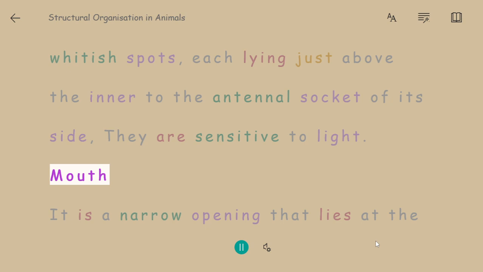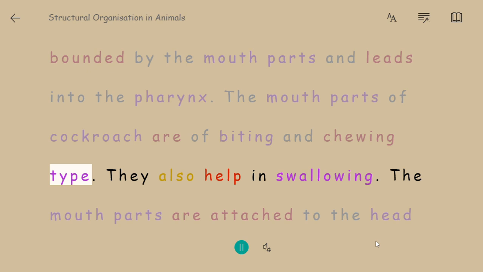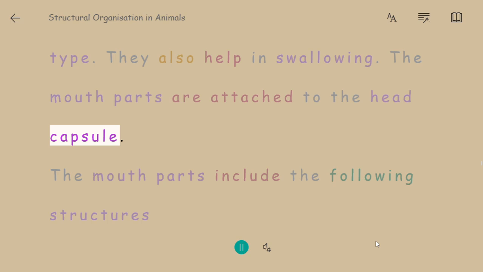Mouth. It is a narrow opening that lies at the base of the preoral cavity. It is bounded by the mouthparts and leads into the pharynx. The mouthparts of the cockroach are of the biting and chewing type. They also help in swallowing. The mouthparts are attached to the head capsule. The mouthparts include the following structures.